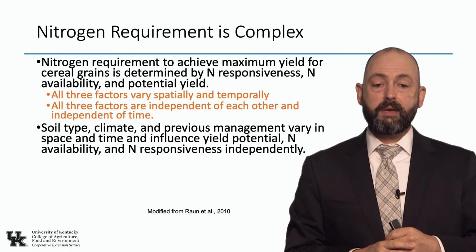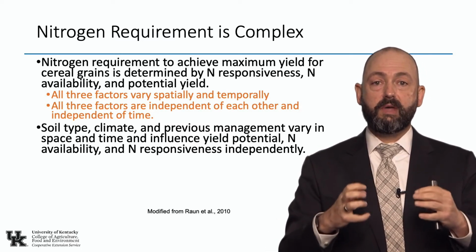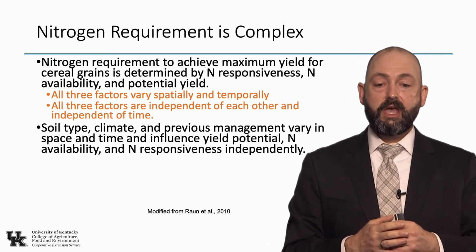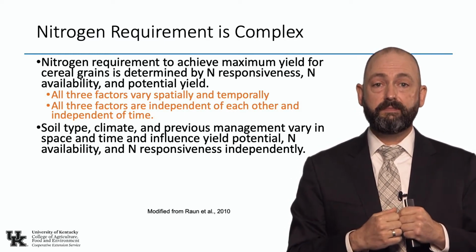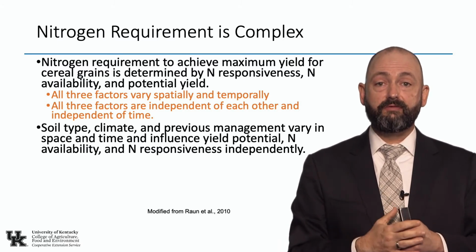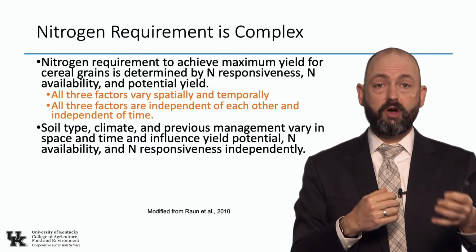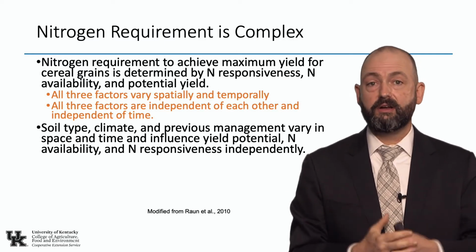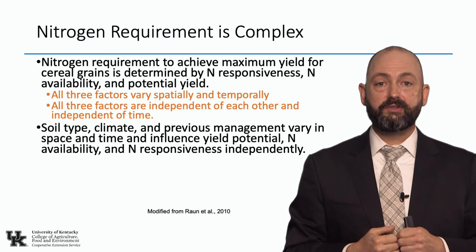I adapted this from a paper from Bill Rahn, but when we're talking about coming up with the right nitrogen rate to achieve maximum yield or maximum productivity, it is a function of responsiveness, how much yield I get per unit nitrogen, total yield potential, and the nitrogen availability from the soil. And so all three of these factors vary in space, so across the field or in between fields, and in time from year to year. The big factor here that we're very familiar with is climate. In a year where it rains more, I have a higher yield potential, right?